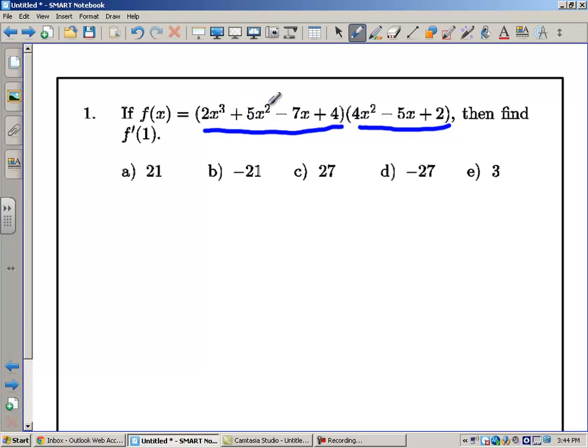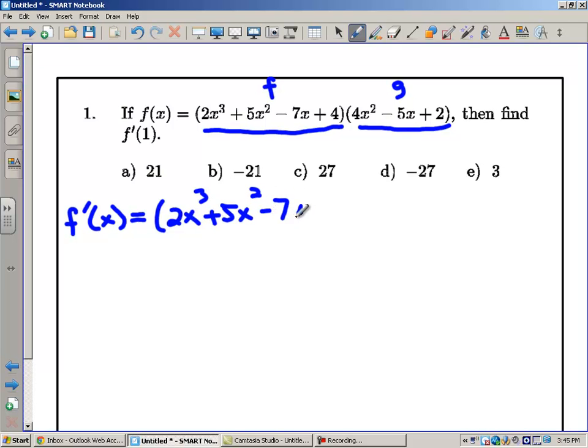So I've got two functions here. 2x cubed plus 5x squared minus 7x plus 4, I'll basically call that f. And then 4x squared minus 5x plus 2, I'll call that g. So here's how the product rule would work. The derivative would be the first function, 2x cubed plus 5x squared minus 7x plus 4, times the derivative of the second. Now the derivative of the second, with our power rule, we know that's 8x minus 5.